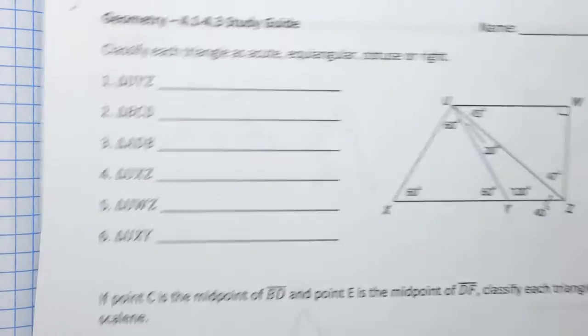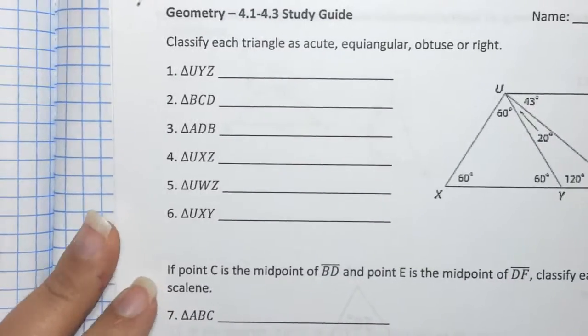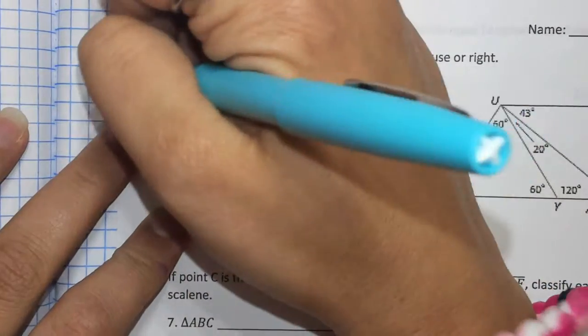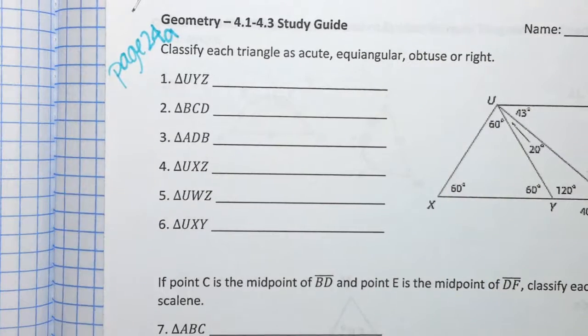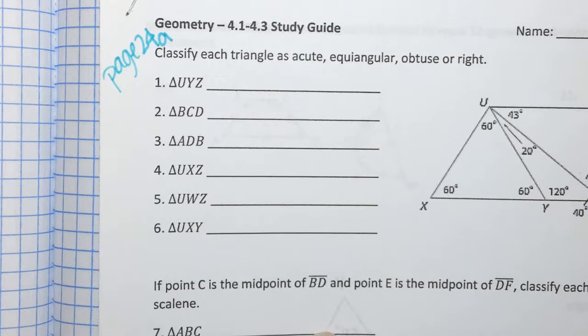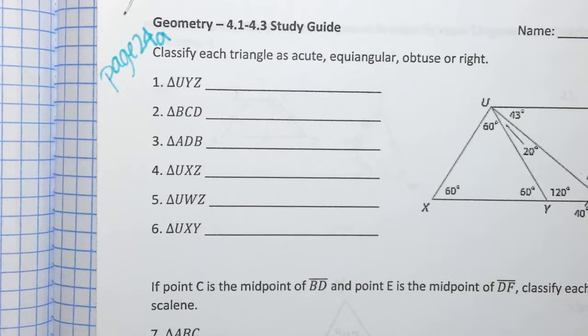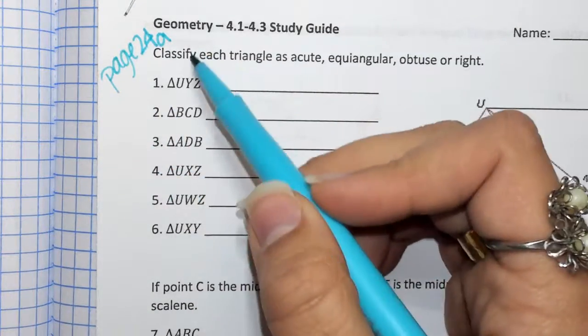On your study guide, this first part is page 24A. As you're working these out, I expect you to have your notebook open to the page so that I can see that you're actually using your notebook to help you do your study guide, because we take notes for a reason. Does everybody understand? So please write 24A by this section right here, the first section.